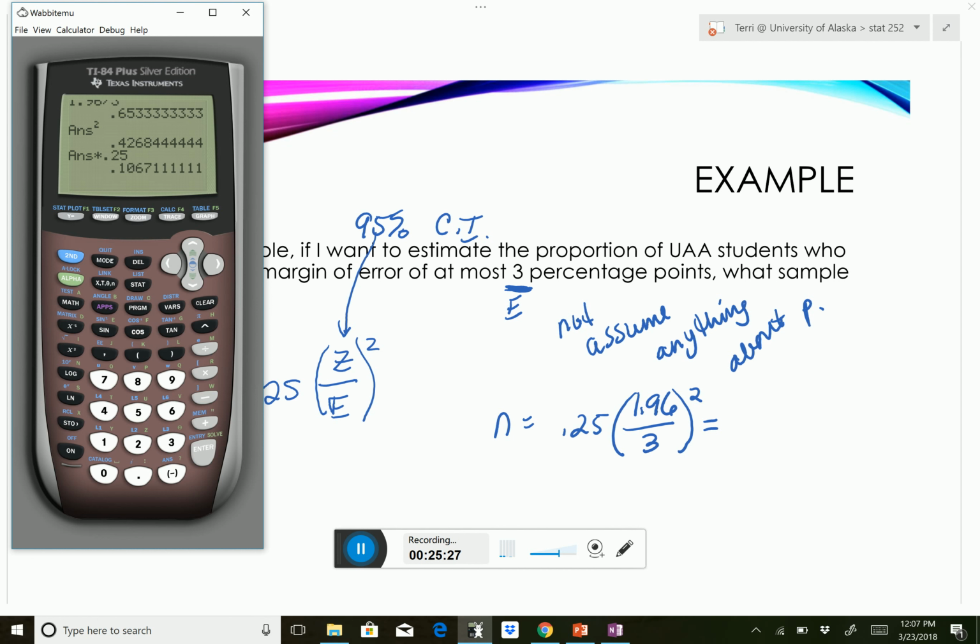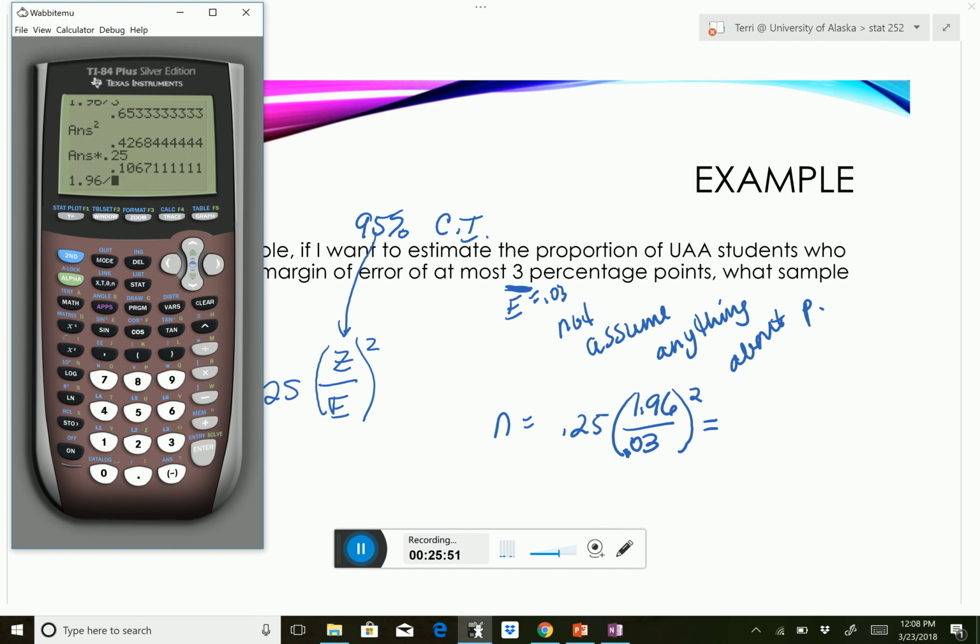Oh, that didn't work, did it? Did I do it right? Oh, 3 percentage points. I should have done that right. 0.03. Okay, that works. 3 percentage points, which is 0.03, right? I see what I did now.